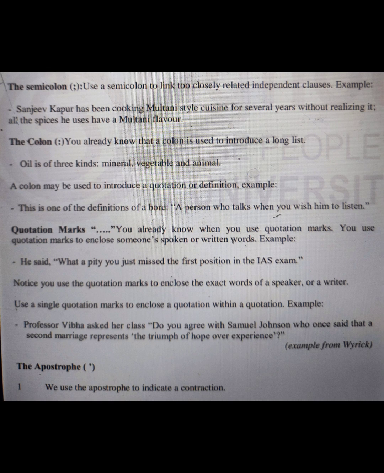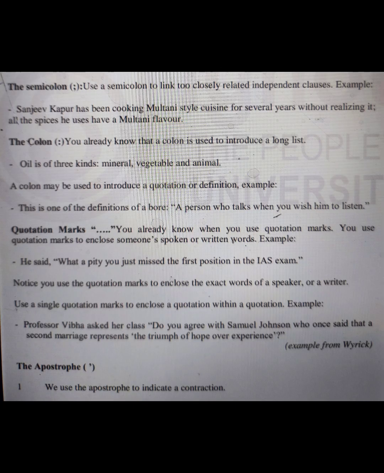Quotation marks. You already know when you use quotation marks. You use quotation marks to enclose someone's spoken or written words. Example: He said, "What a pity you just missed the first position in the IAS exam." Notice you use the quotation marks to enclose the exact words of a speaker or a writer.